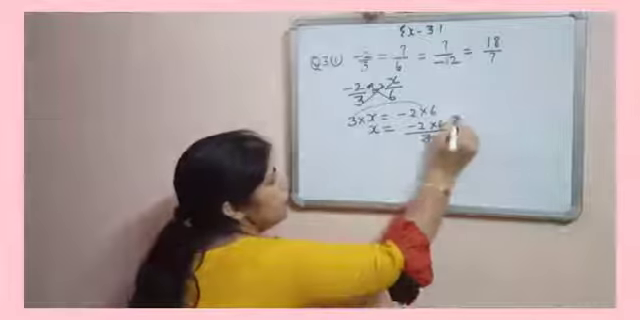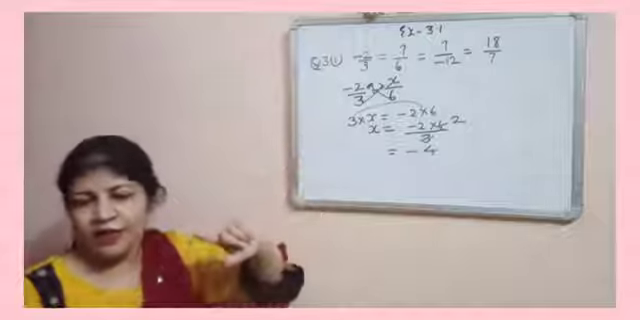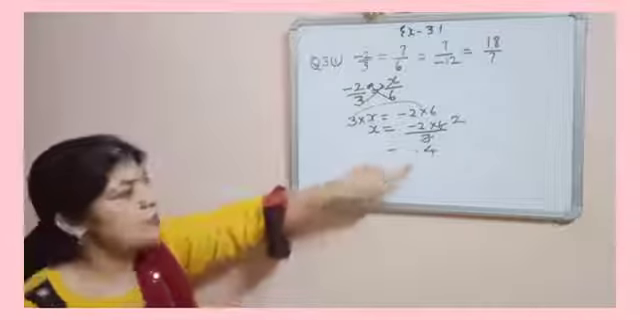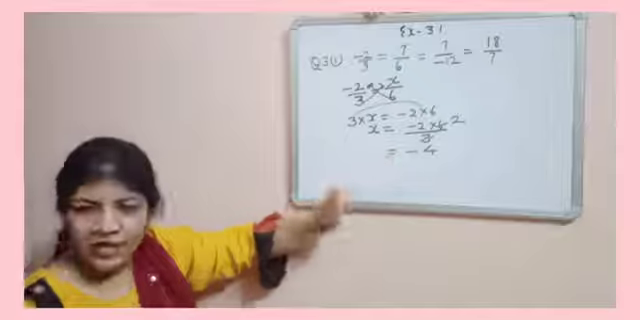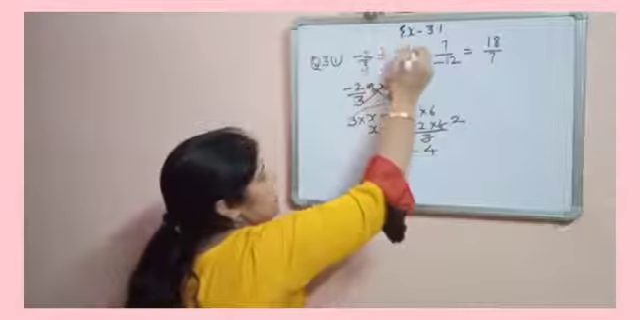Now 3 into 6, it will be minus 4. Even verbally, the answer was minus 4. Clear? Now, its value is minus 4.